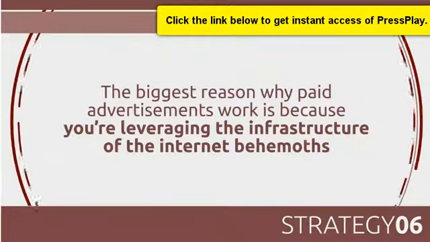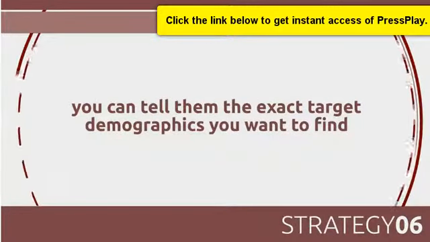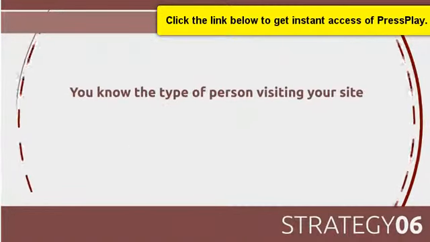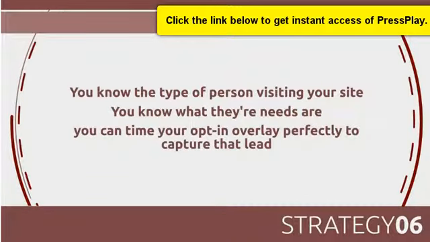Facebook, Bing. This is a huge benefit because you can tell them the exact targeting demographics you want to find, the people who are most likely to convert, and so on. Now, imagine being able to zero in that demographic and then unleashing the power of your video opt-in overlay. You know the type of person visiting your site, you know what their needs are, and you can time your opt-in overlay perfectly to capture that lead.